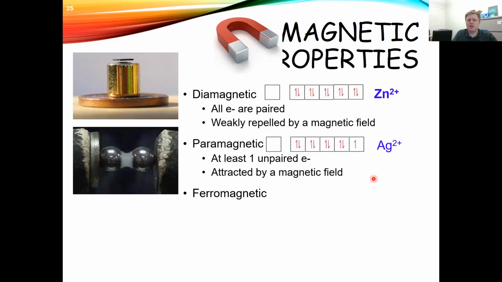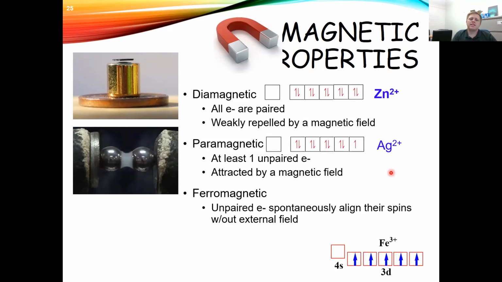And so in a paramagnetic material, you have to have at least one unpaired electron. And then when those unpaired electrons interact with a magnetic field, they can all align towards the magnetic field and stick to it. And the last is a ferromagnet or ferromagnetic material. This is what we actually think of as magnets. So like a fridge magnet or any other magnet you might have seen.